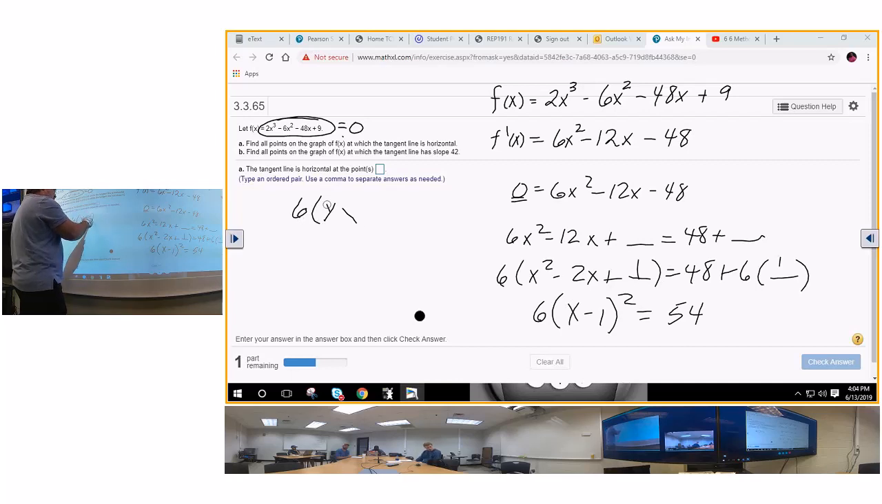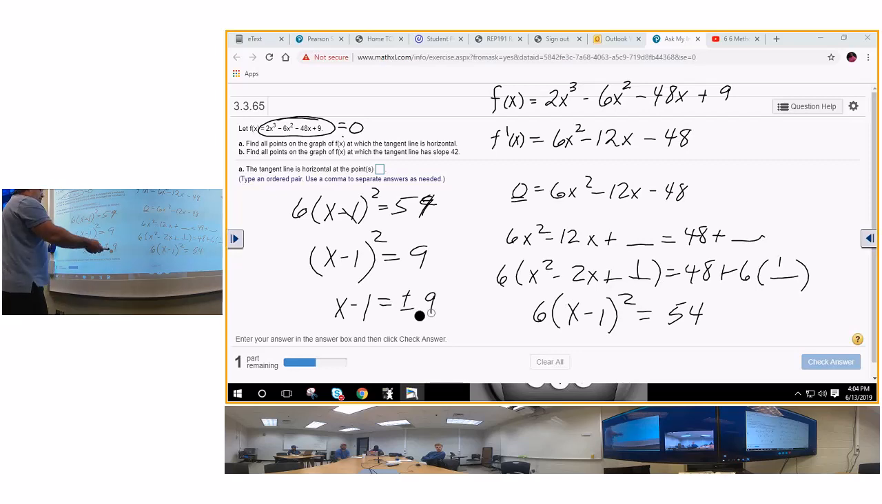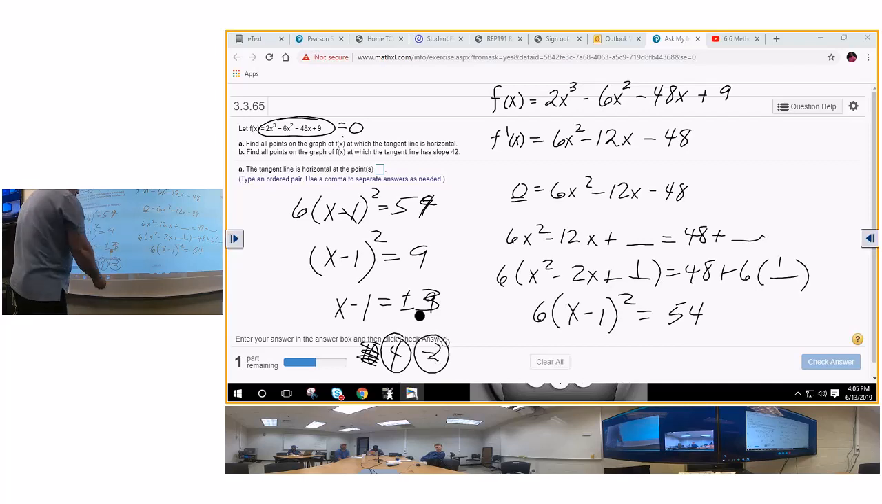6 times x minus 1 quantity squared is equal to 54, therefore x minus 1 squared is equal to what? 9. Square root is x minus 1 is equal to positive or negative 3. Yeah, sorry. Okay, what's 3 plus 1? 4. There's 1 x. And then what's negative 3 plus 1? Negative 2. And there's your 2 vertexes.